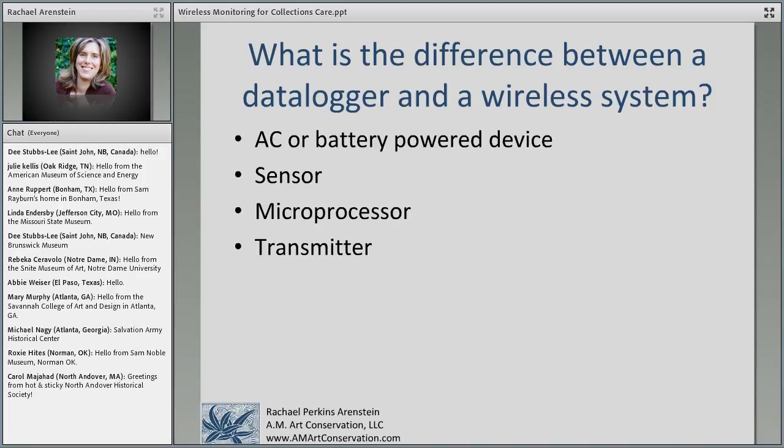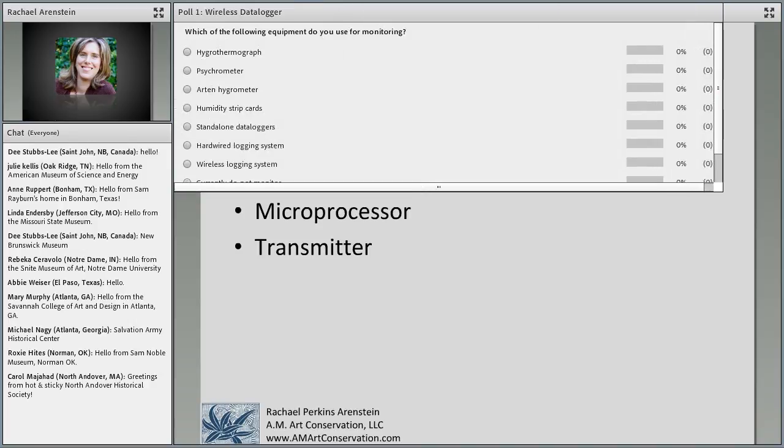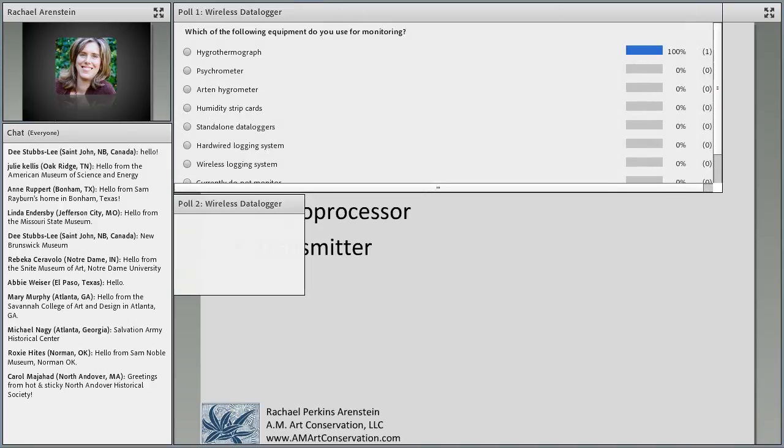So let's take a moment just to find out what the audience is currently using. Jenny, do you want to ask the first poll question? Sure. And maybe even the second. We'll go ahead and pull these over. So which of the following equipment are you using to monitor? And then we also want to know, oh, I've lost it.